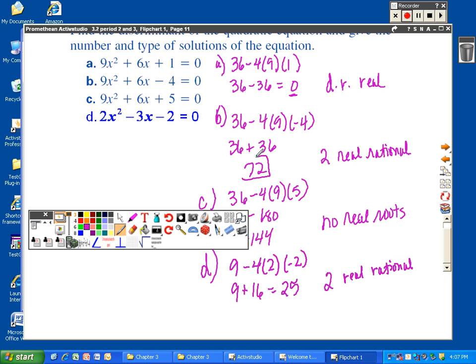This was not a perfect square. This one should be irrational roots. Let's make sure you fix that. Irrational when it's not a perfect square. Rational when it is a perfect square. You should now be able to finish up this assignment as well.